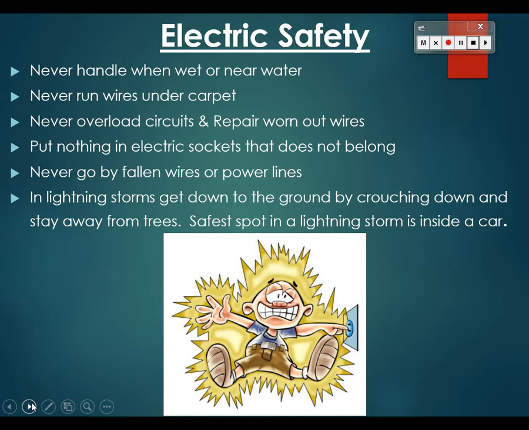We don't have a lot of wires around Virginia Beach anymore that are above the street. We have the underground wires. But if there are wires or power lines that have fallen down, don't go by them. You can't tell if they are electrically charged or not. And in lightning storms, get down to the ground if you're outside by crouching down. Stay away from trees. The safest spot in a lightning storm, if you're outside, is to get, if you can, inside some sort of vehicle. Otherwise, please stay in your house.